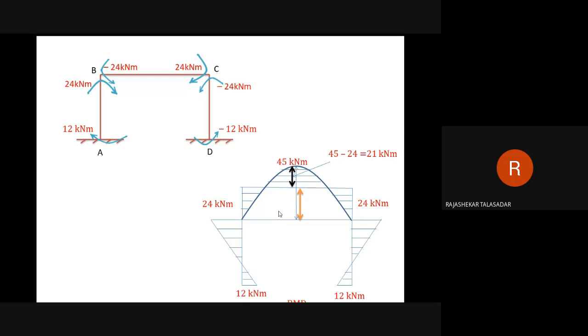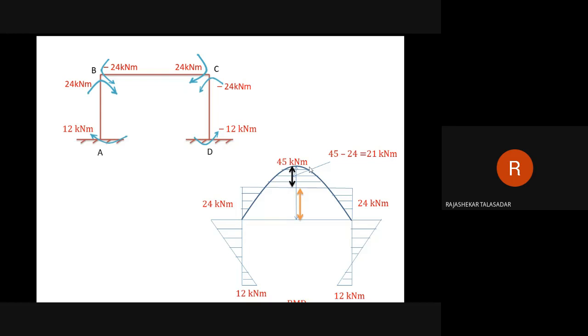Are you understanding now? So how much the moment is going to reduce, that you need to understand here. This is the advantage of a fixed beam also. Yes, is this clear? Hello? Yes, sir. I think it is clear.